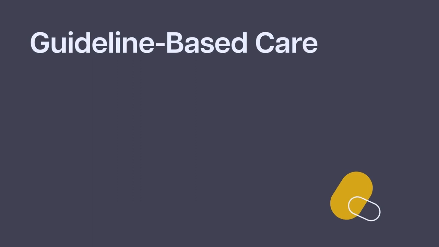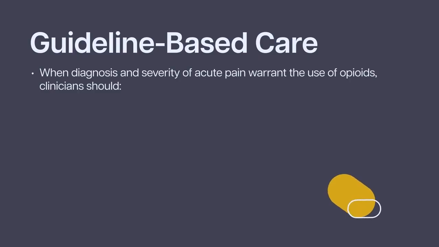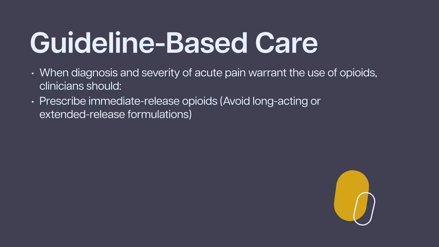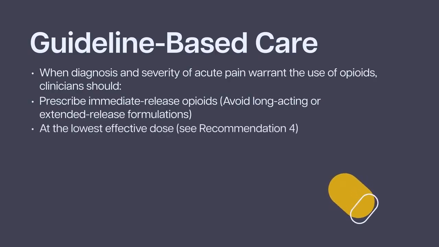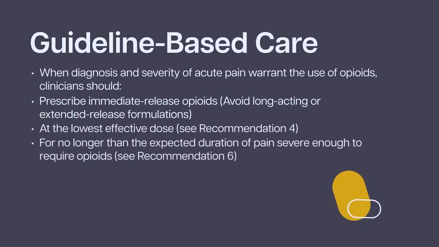The 2022 CDC guidelines emphasize a couple of key points repeatedly. When diagnosis and severity of acute pain warrant the use of opioids, clinicians should prescribe immediate release opioids and avoid long-acting or extended-release formulations. They should prescribe at the lowest effective dose and for a duration no longer than the expected time of pain severe enough to require opioids.